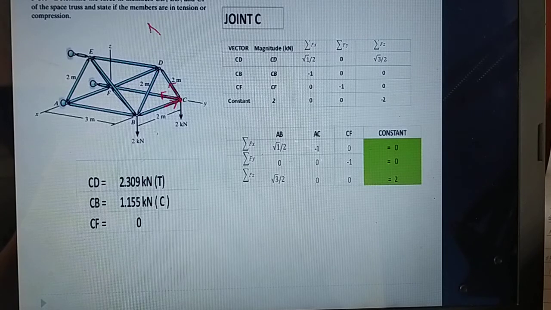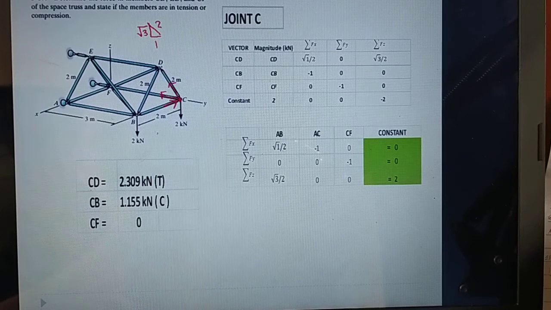Okay, for the triangle, this is 2 for member AD. This is 1, so this will become square root of 3. Okay, AD. Okay, for member CD, along the X direction. Okay, sorry, I have the wrong entry. This is not square root. This is just 1 over 2. And this is 1 over 2.